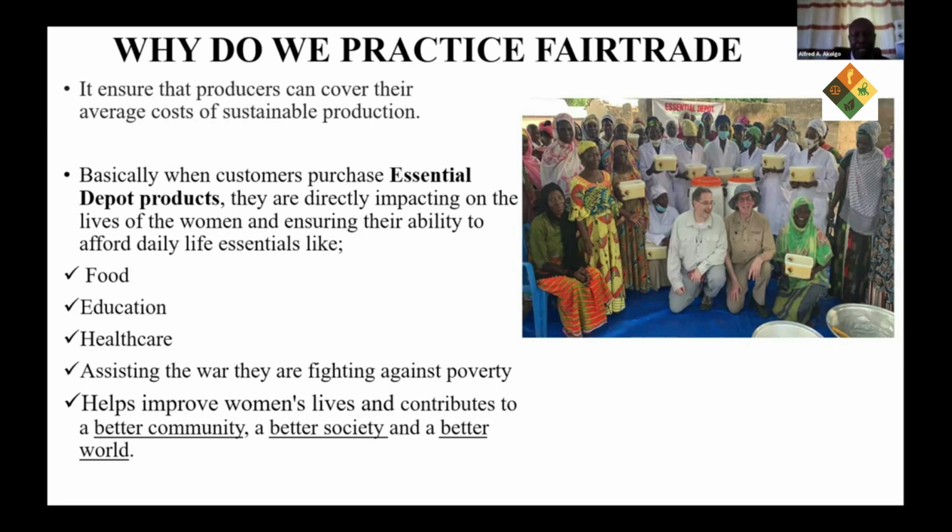Basically, when customers purchase Essential Depot products, they are directly impacting the lives of the women and ensuring their ability to afford life essentials such as food, education, and healthcare. They are also assisting in the war that the women are fighting against poverty. They are helping to improve women's lives and also contribute to a better community, a better society, and a better world. These are the essence of fair trade.